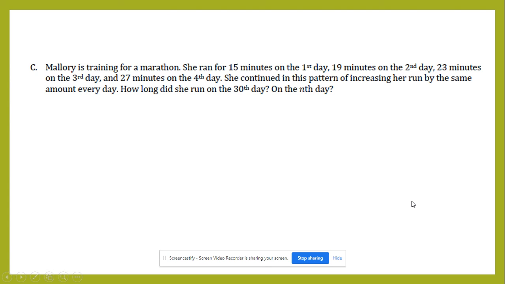Okay, we got our last one. Mallory is training for a marathon. She ran for 15 minutes on the first day, 19 minutes on the second day, 23 minutes on the third day, 27 minutes on the fourth day. She continued in this pattern of increasing her run by the same amount every time. How long did she run on the 30th day?